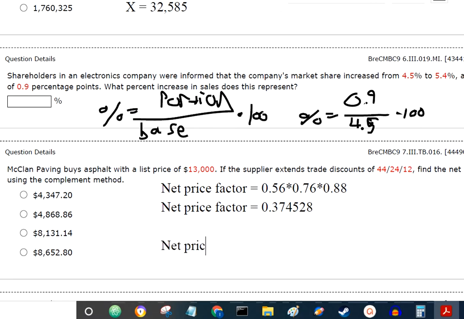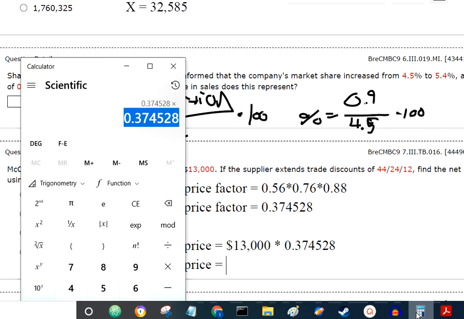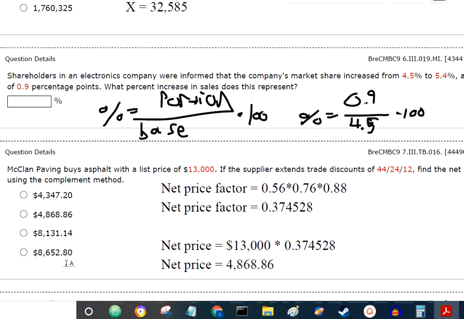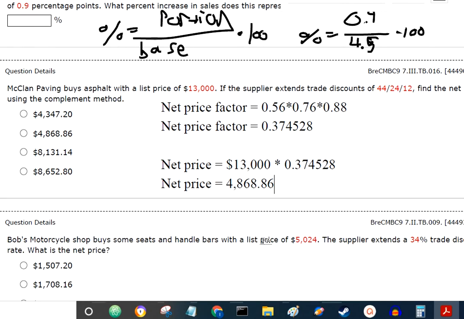And so the net price is just found by taking the list price and multiplying by the net price factor. So it's $4,868.64 when we round to the nearest decimal. Wait, what did I say? $4,868.86.